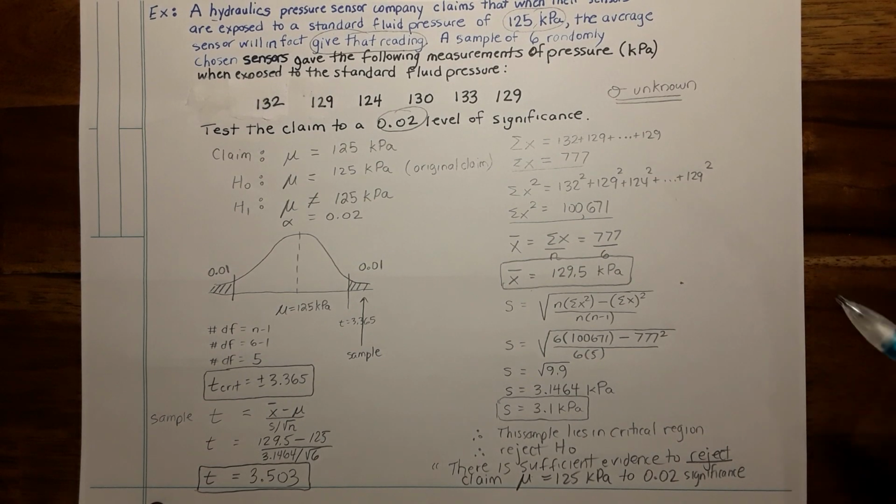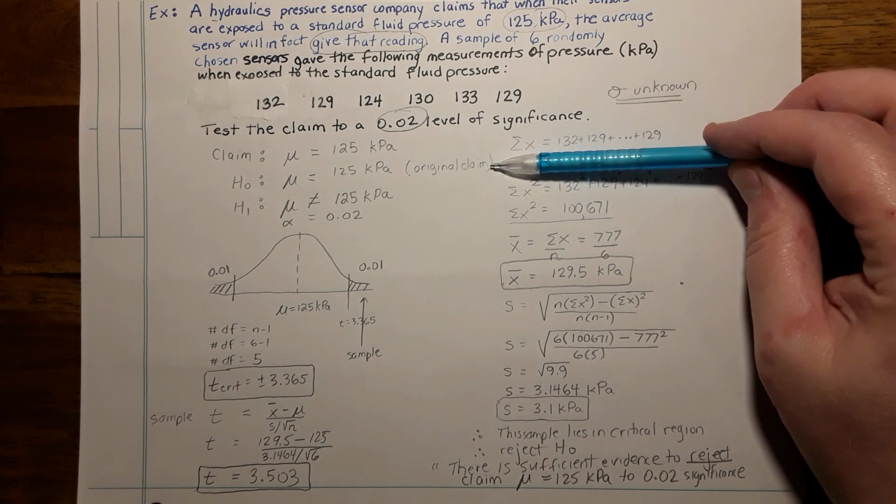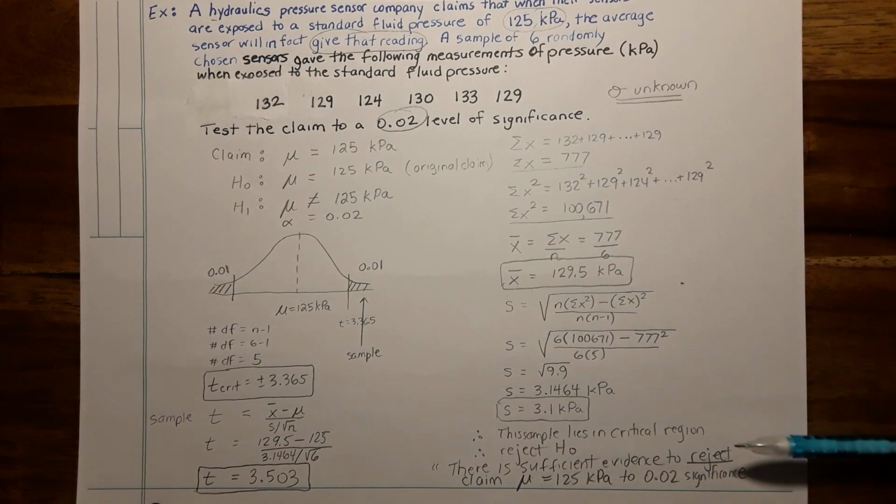So in summary, because the critical t-value of 3.365 was exceeded by the test statistic 3.503, it is just into that rejectable region. Reject the null hypothesis. Since the original claim was the null hypothesis, our conclusion should be there is sufficient evidence to reject the claim that the measured average is 125 kilopascals to a 2% level of significance.